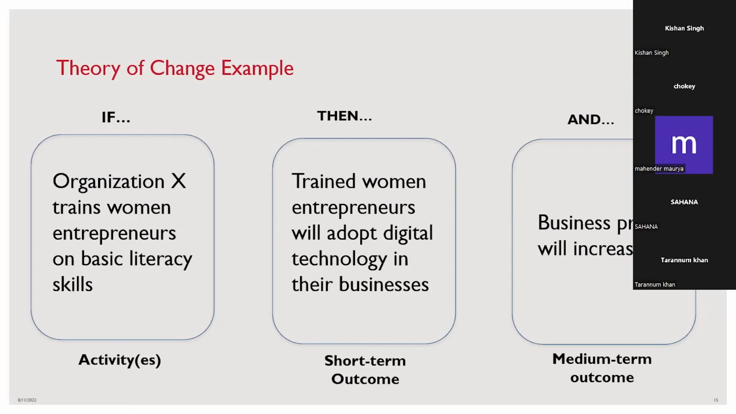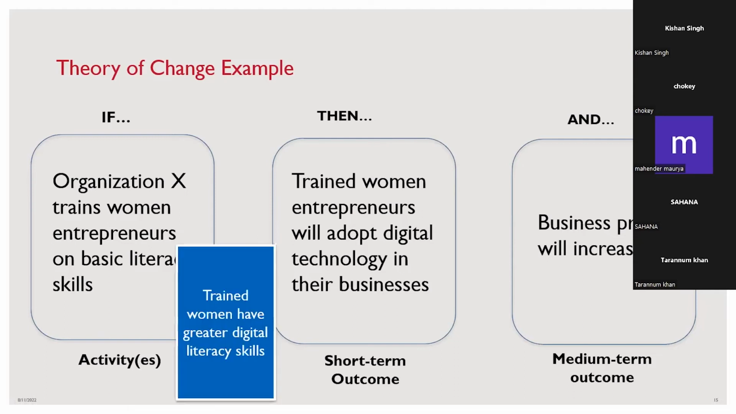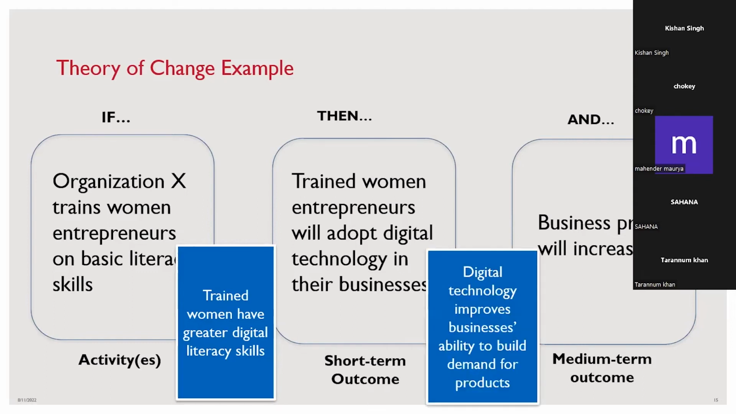I think this theory of change that is on the slide here can be made a lot more detailed, right? So let's look at what we could add to the mix. There's maybe a shorter term outcome than the short term outcome that we had here. If we do a training, we believe that greater digital literacy skills will be the result of that. And then from that, with greater digital literacy skills, women will adopt digital technology.